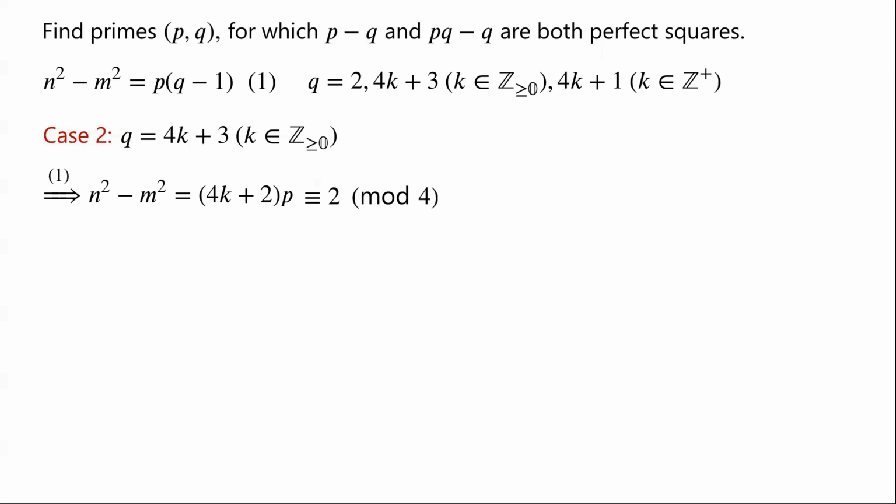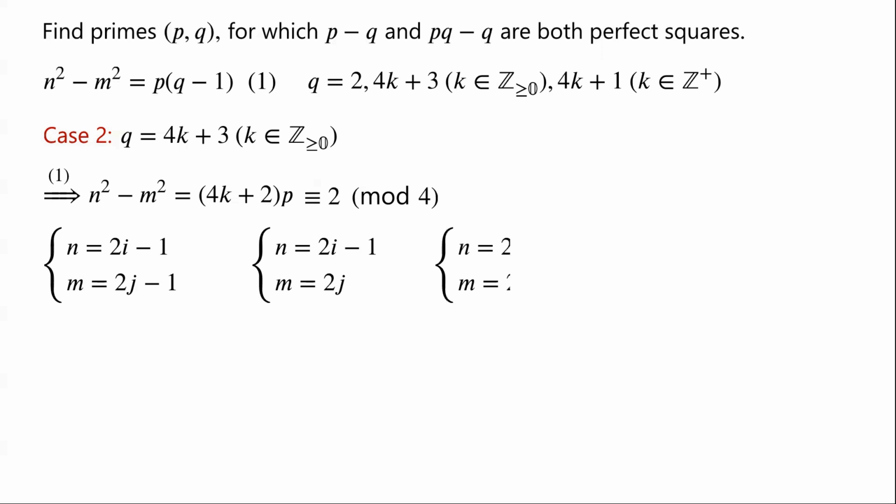Either m and n are both odd. Let n equal 2i minus 1, and m equal 2j minus 1. Or n is odd and m is even. Let n equal 2i minus 1, and m equal 2j. Or n is even and m is odd. Let n equal 2i, and m equal 2j minus 1. Or m and n are both even. Let n equal 2i, and m equal 2j, where i and j are positive integers.